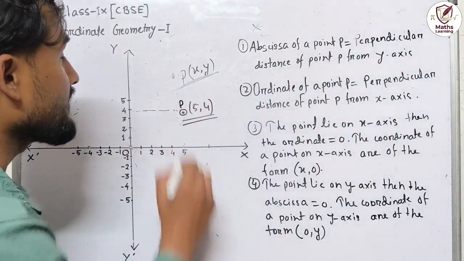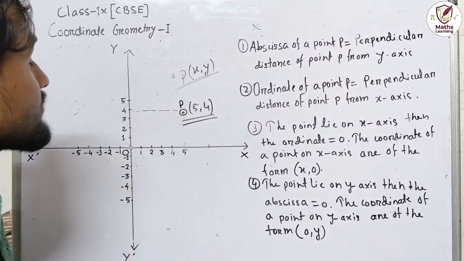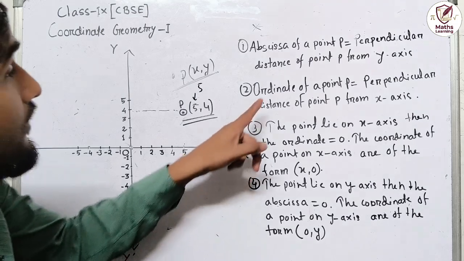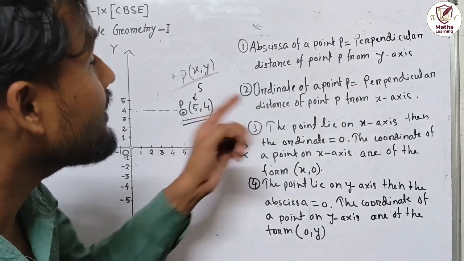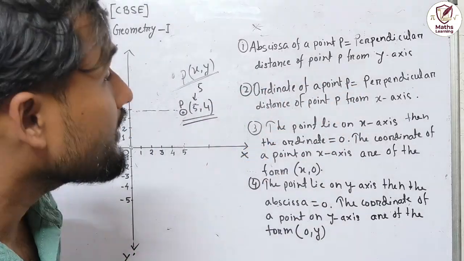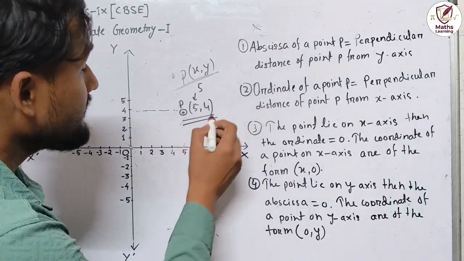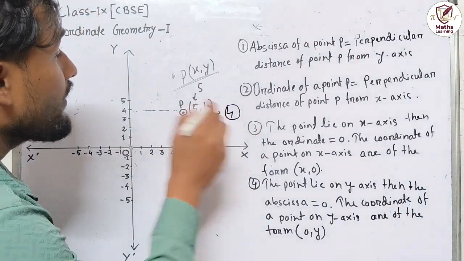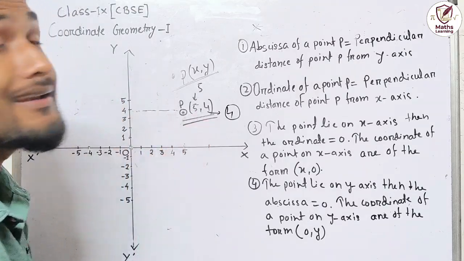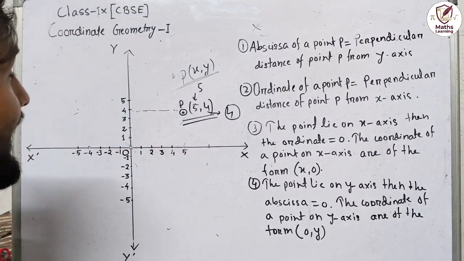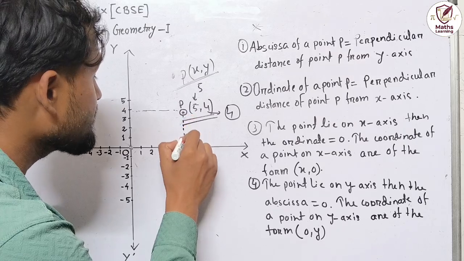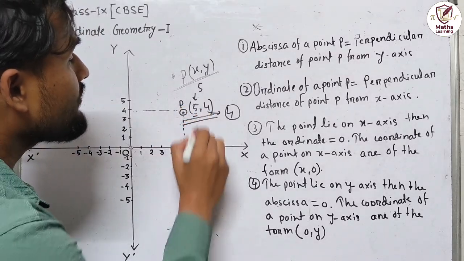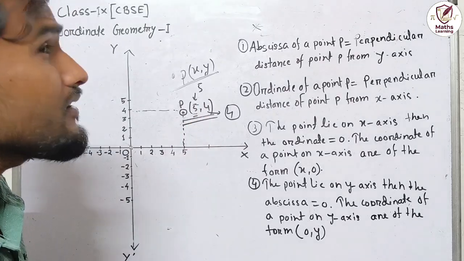Suppose there is a point P. The perpendicular distance will be 5. And the ordinate of the point P is the perpendicular distance of the point P from the x-axis, and here the ordinate is 4. Ordinate will be the perpendicular distance from the x-axis. What is the perpendicular distance here? There are 4 units. That's why the abscissa will be 5 here and the ordinate will be 4.